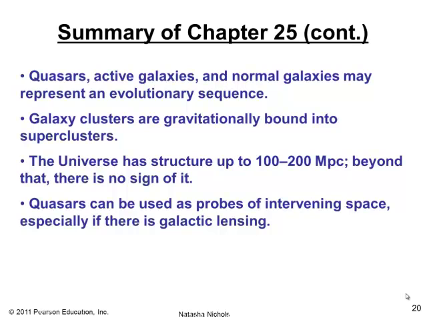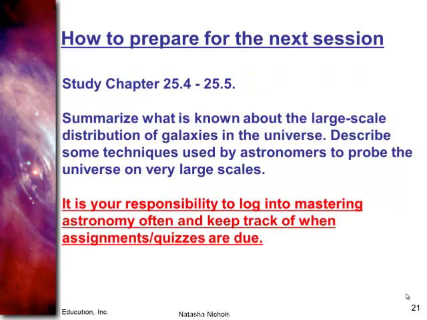Quasars can be used as probes of intervening space, especially if there is galactic lensing. Study sections 25.4 and 25.5, and be able to summarize what is known about the large-scale distribution of galaxies in the universe. You should also be able to describe some techniques used by astronomers to probe the universe on very large scales.